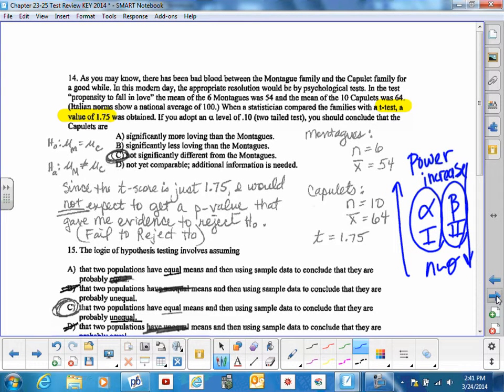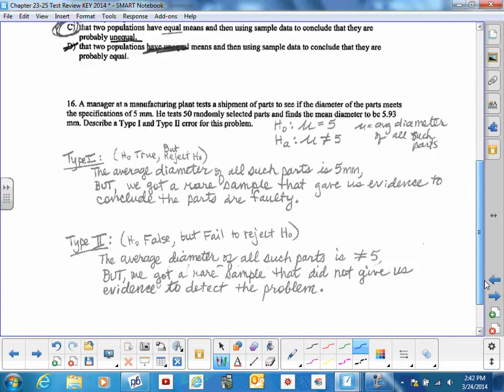Okay, this is the Montagues and the Capulets and their propensity to fall in love. And so here we are talking about their average score on whatever test it was that they took. Okay. So you need to be aware that on some of these problems, even that problem about the errors, it's on this page, number 16, about the errors.